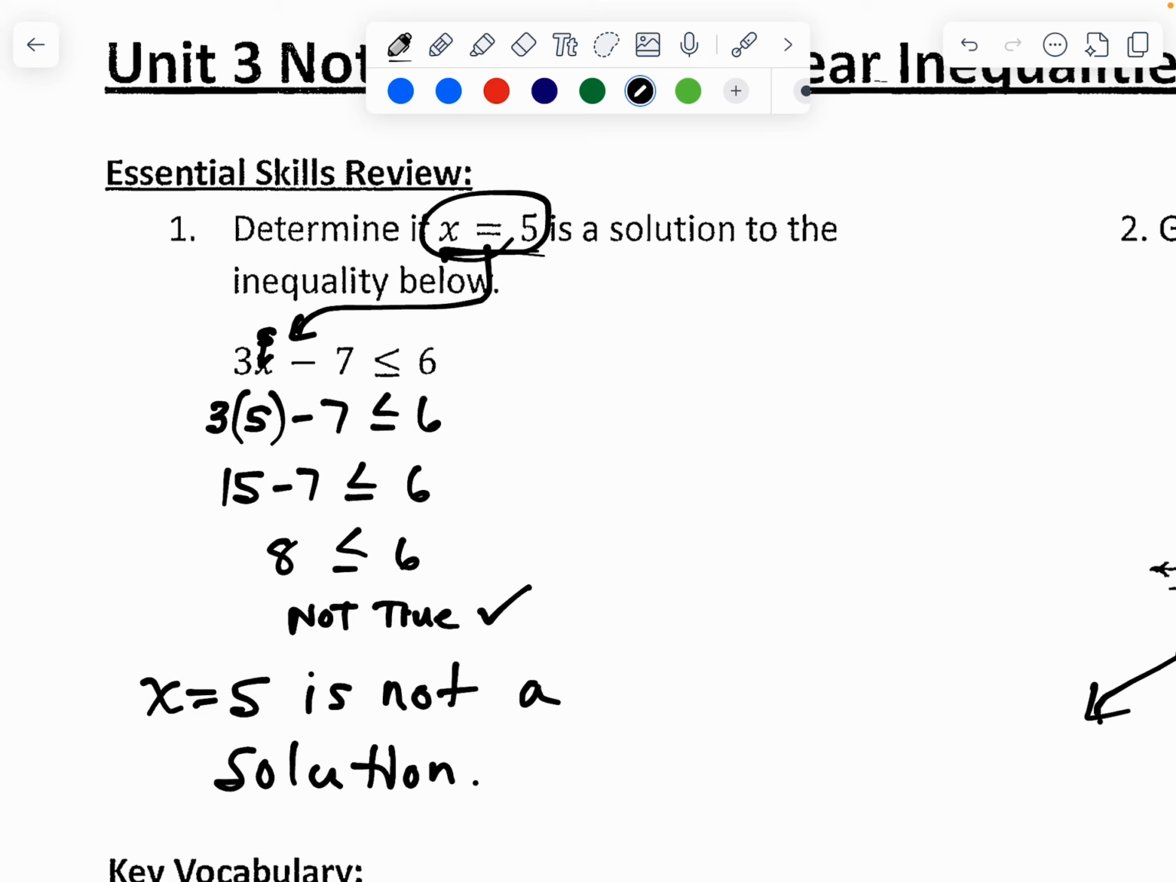This is just some essential skills review from what we've already done, because we're going to need this information to help us today with our notes.